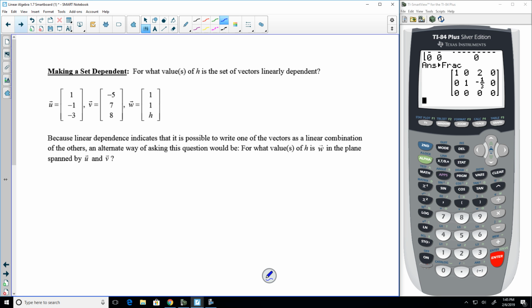Okay. All right, so now for what values of h is the set of vectors linearly dependent?